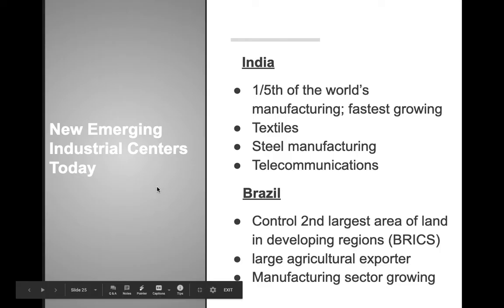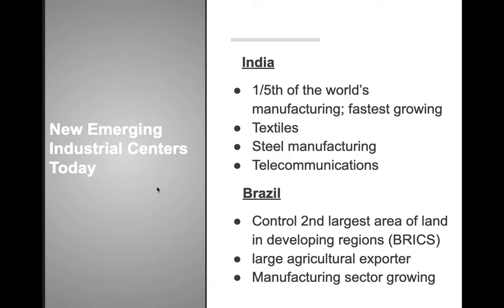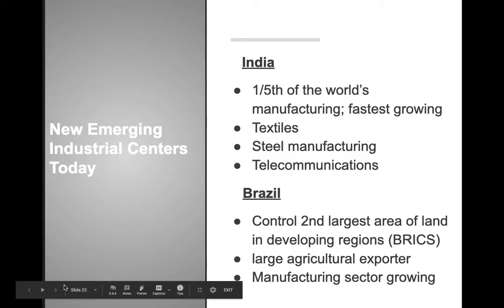New industrial regions: India, 1/5 of the world's manufacturing, fastest growing in the world. They manufacture textiles, steel, and telecommunication. Remember, when a country industrializes, the first outputs they'll create are steel because of infrastructure, and textile because it's labor intensive and it's fairly low skilled to manufacture. Then Brazil is a large agricultural exporter and a fast growing manufacturing or secondary sector.